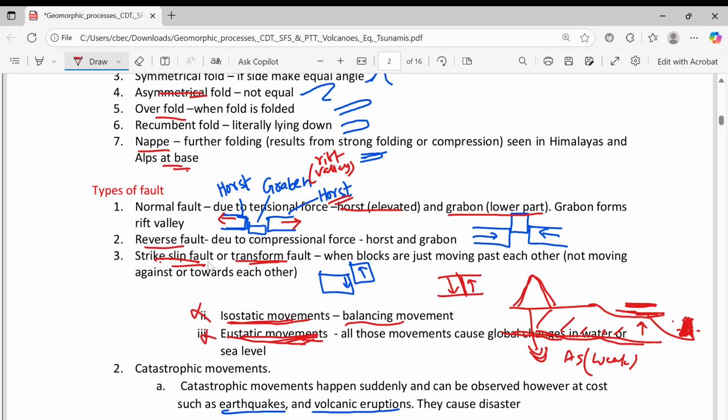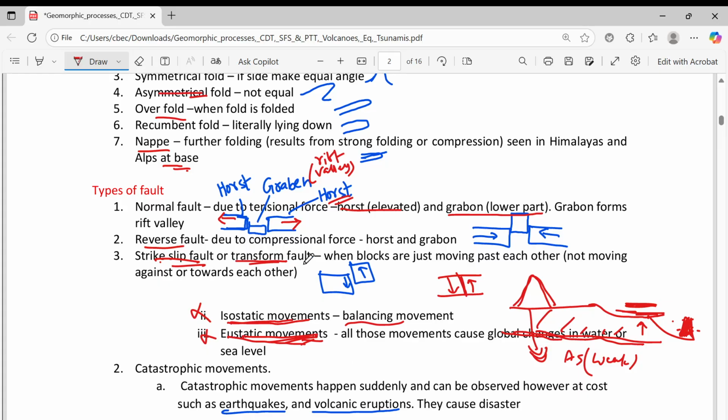You have to remember mainly the tectonic impact. What are the tectonic? Two types: epeirogenic and orogenic. Epeirogenic, continent building, upliftment, subsidence. Orogenic, mountain building. You push the plates towards each other, or you pull the plates apart. That is compressional force and tensional force. So two types of mountains: block mountains and fold mountains.